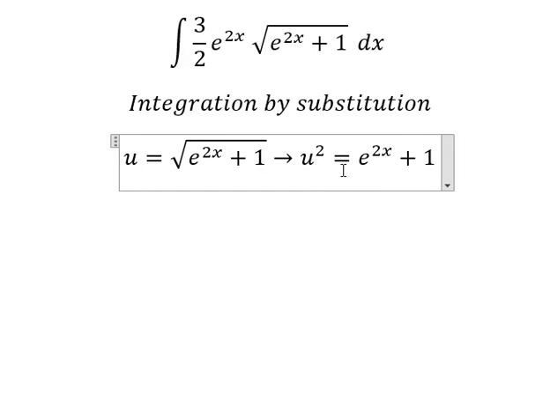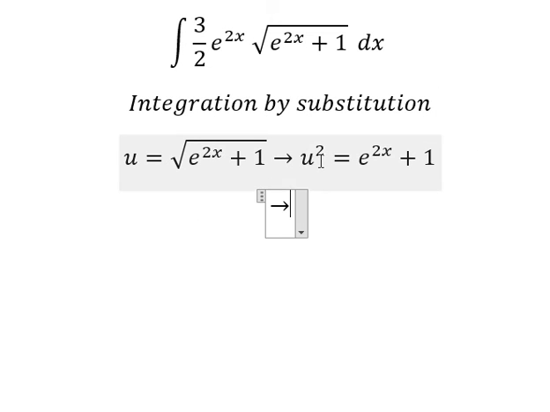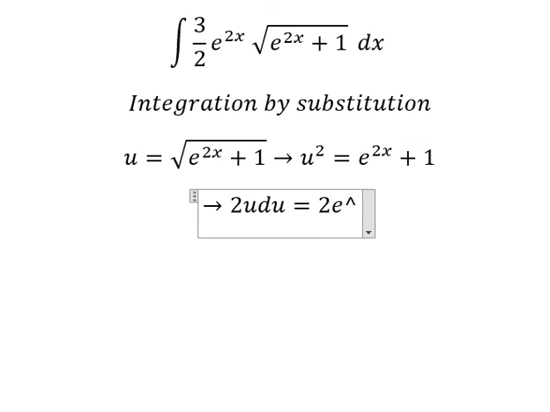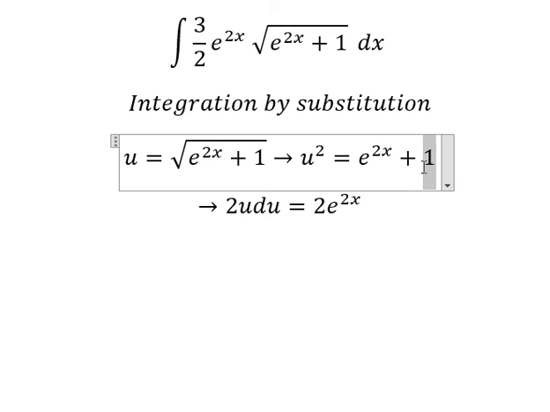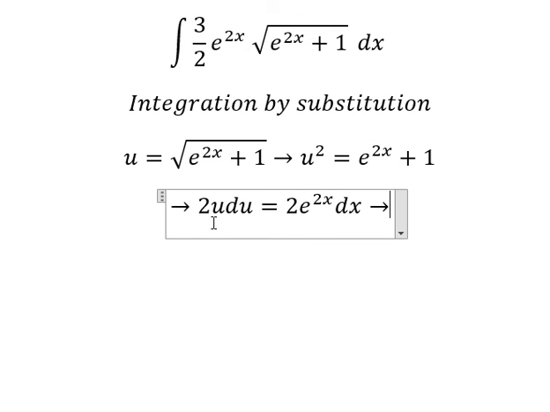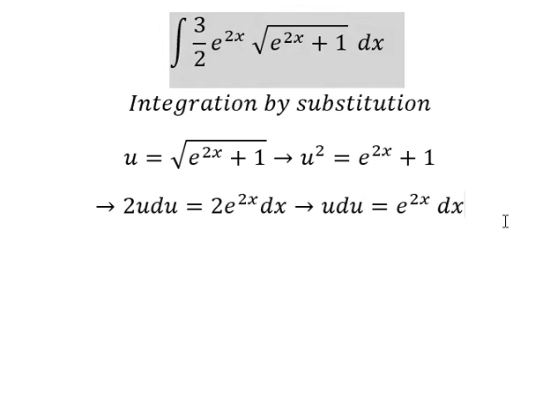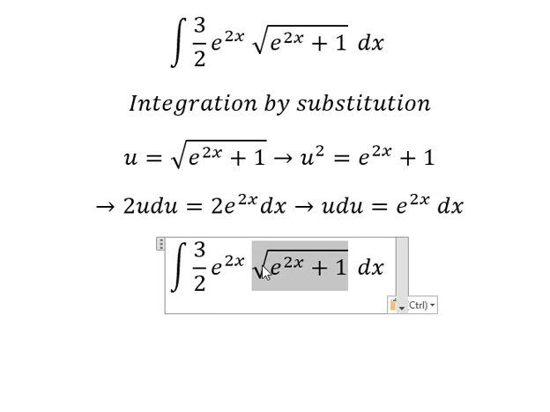Next, we need to first take the derivative of both sides. This one we have 2u du. This one we have 2e to the power of 2x. This one is the constant, so you get 0. Later we divide both sides by number 2. This one we change to u.